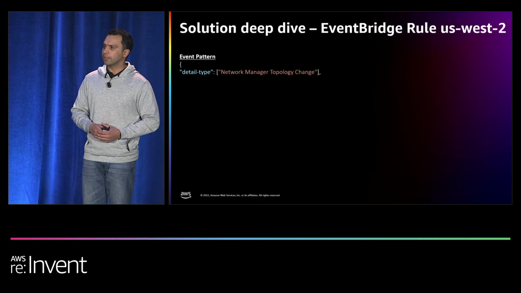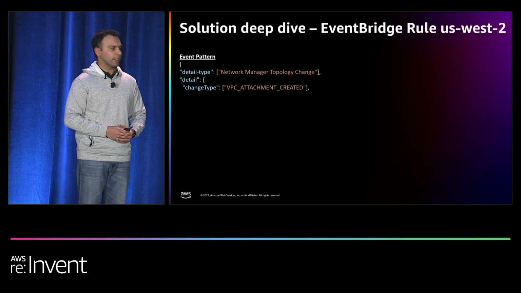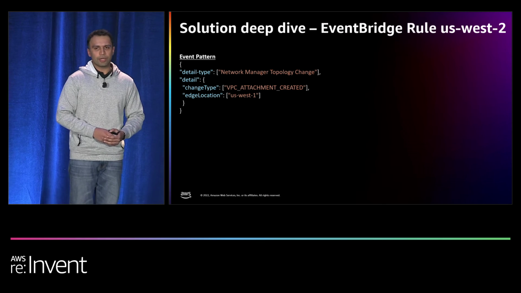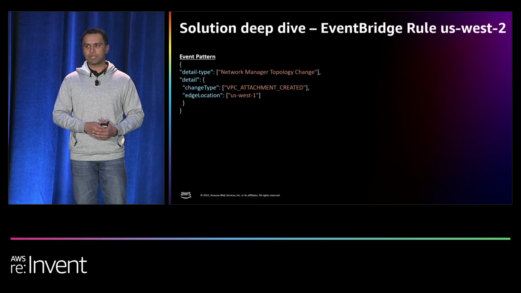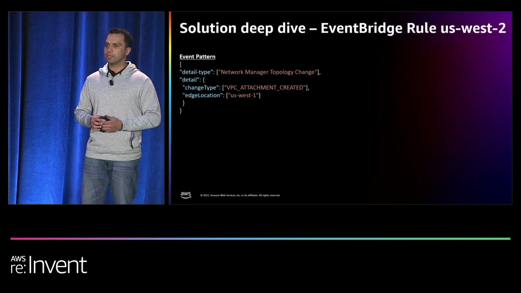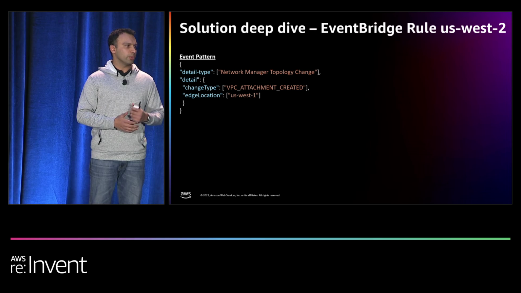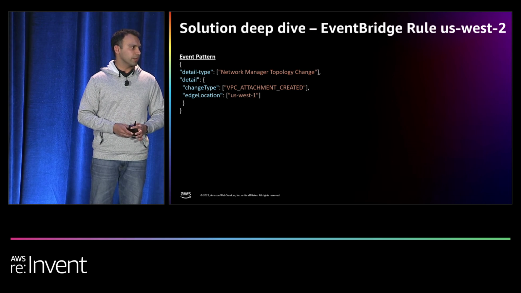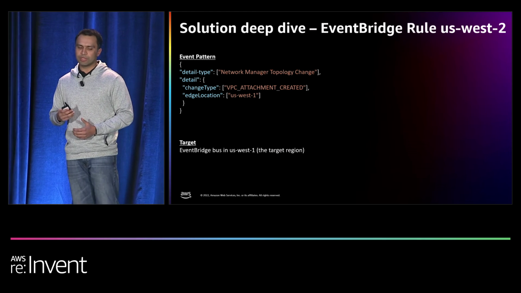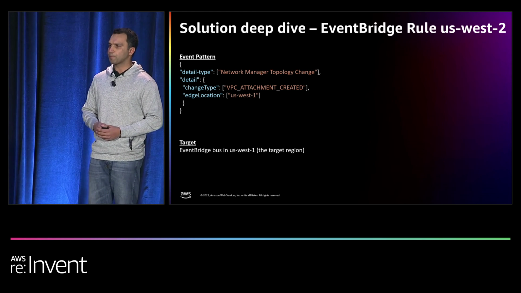What do we want to match against? We want to ensure that it is a Network Manager topology change. We want to ensure that the change type is that a new attachment was created. And finally, we want to ensure that the edge location is US West 1. So net-net, what we are really matching for is whether there was a VPC in US West 1 that was created into AWS Cloud WAN or not. What do we do with this? So what we do is we send it to another EventBridge bus in US West 1.